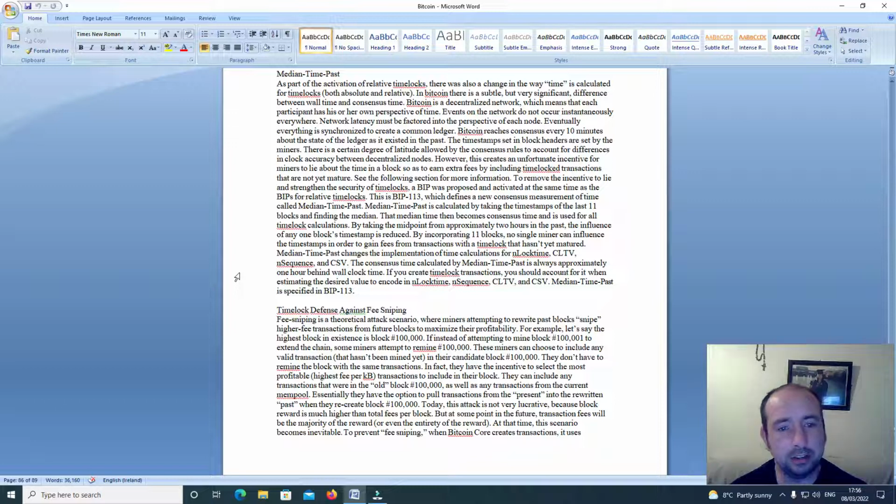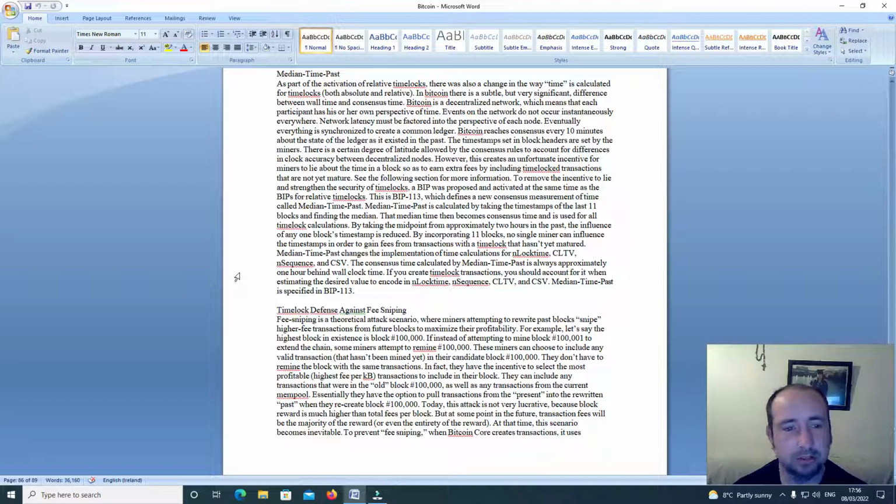There is a certain degree of latitude allowed by the consensus rules to account for differences in clock accuracy between decentralized nodes. However, this creates an unfortunate incentive for miners to lie about the time in a block so as to earn extra fees by including time-locked transactions that are not yet mature. See the following section for more information.